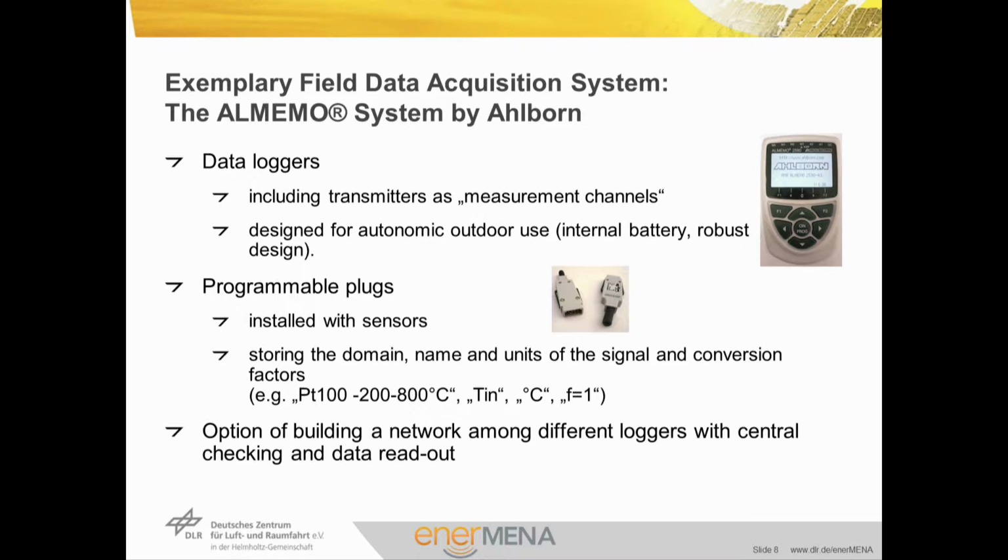The practical implementation of requirements for performance testing is illustrated using the example of the ALMEMO system by Ahlborn. The loggers themselves include transmitters as measurement channels and are designed for autonomic outdoor use. They are relatively robust and contain internal batteries. The loggers use programmable plugs to be installed with the sensors, which store the domain, name, units of the signal, and conversion factors. This way, there is no risk of confusing parameters and signals, even though the measurement setup might vary.